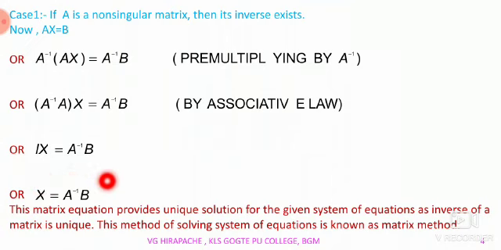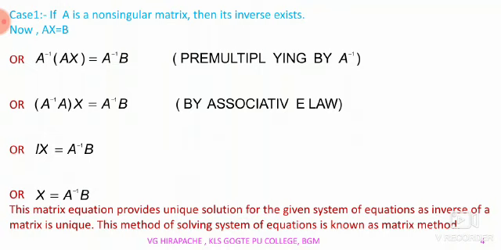This provides a unique solution for the given system of equations, as the inverse of a matrix is unique. This method of solving the system of equations is known as the matrix method. It means that to obtain the variables x, y, z from the given three linear equations, one should use the equation X is equal to A inverse into B, where B is a constant matrix and we know how to find the inverse of a given matrix A.